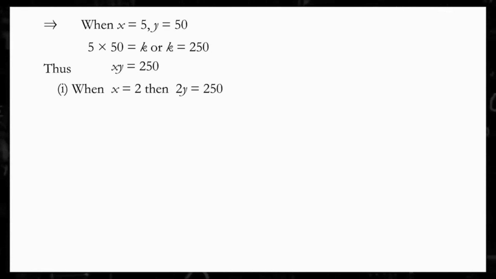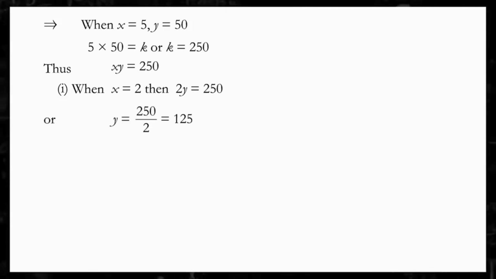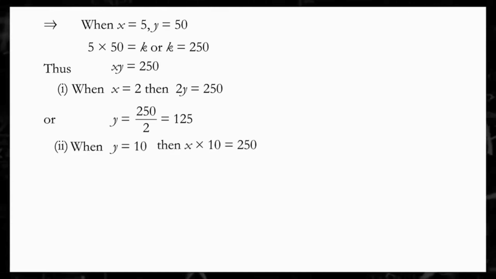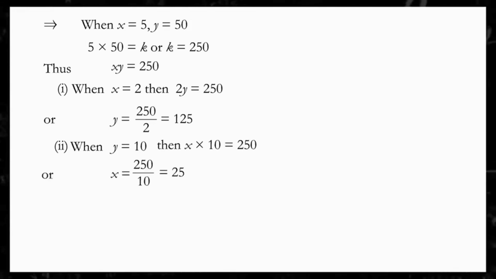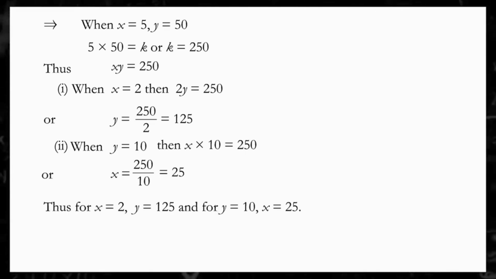1. When x is equal to 2, then 2y is equal to 250, or y is equal to 250 upon 2 is equal to 125. 2. When y is equal to 10, then x into 10 is equal to 250, or x is equal to 250 upon 10 is equal to 25. Thus, for x is equal to 2, y is equal to 125, and for y is equal to 10, x is equal to 25.